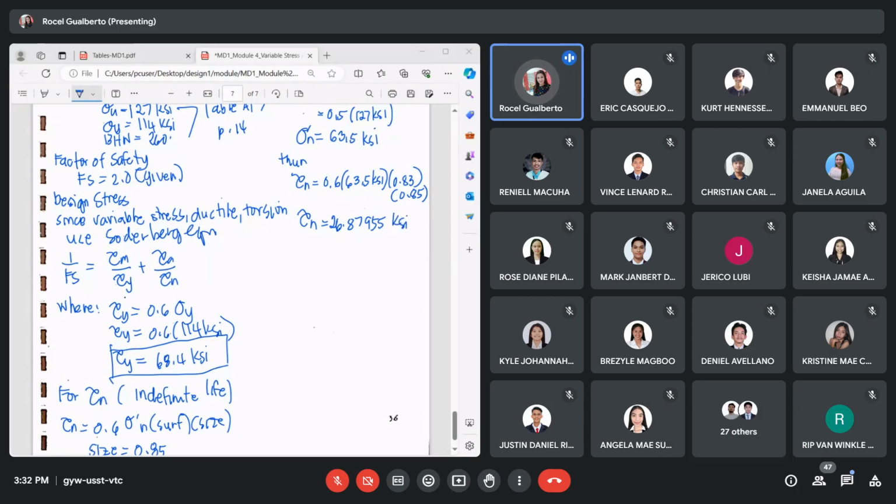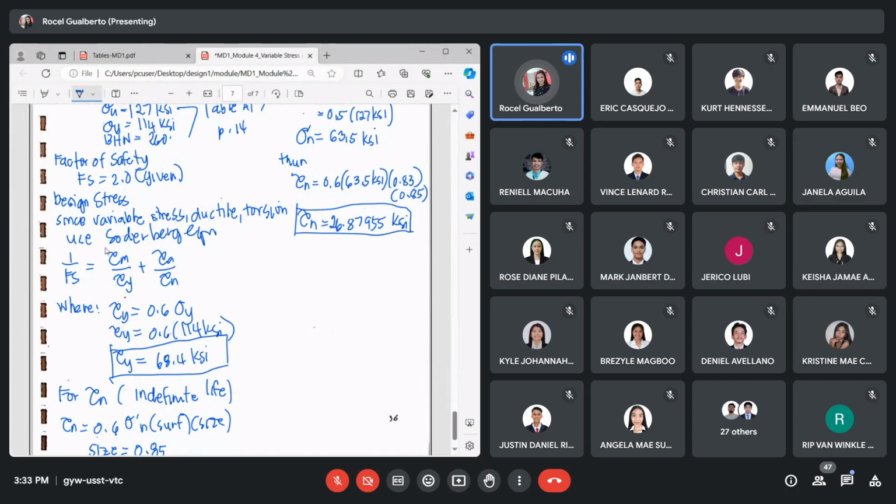Okay, so we yield tau n equal to 26.87955 KSI. So we include po na yung real value. Iwasan po natin yung mag-truncate ng value because this will affect the final answer. So ito po yung ating value ng tau n.